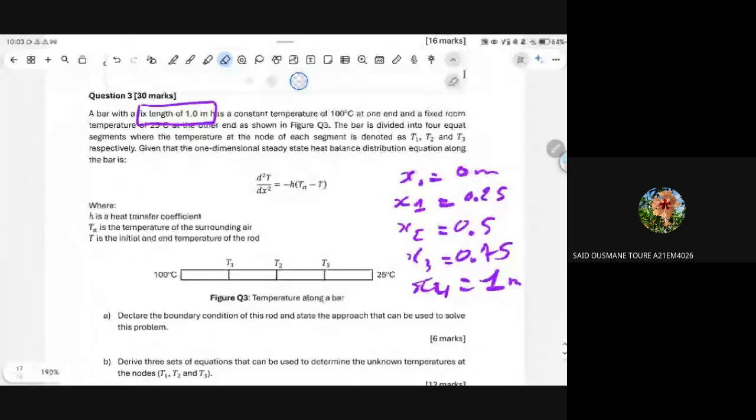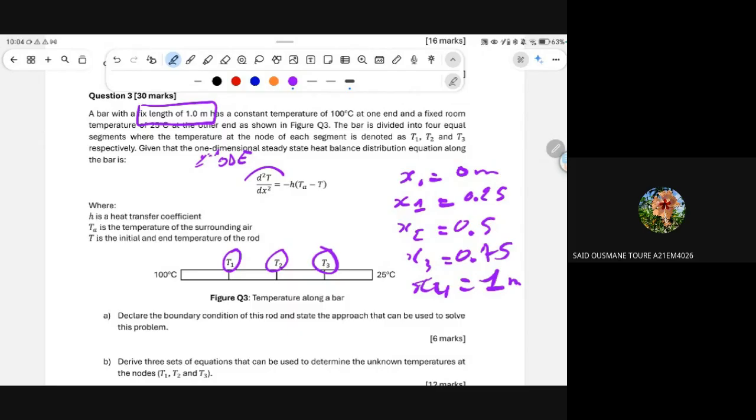They say the temperature at the node of each segment is denoted as T1, T2, T3 here. Are they known or unknown? Do we know them, or did they give the value or not? No, exactly. So they are unknowns. And they give a second order differential equation. Second degree, second order ODE.